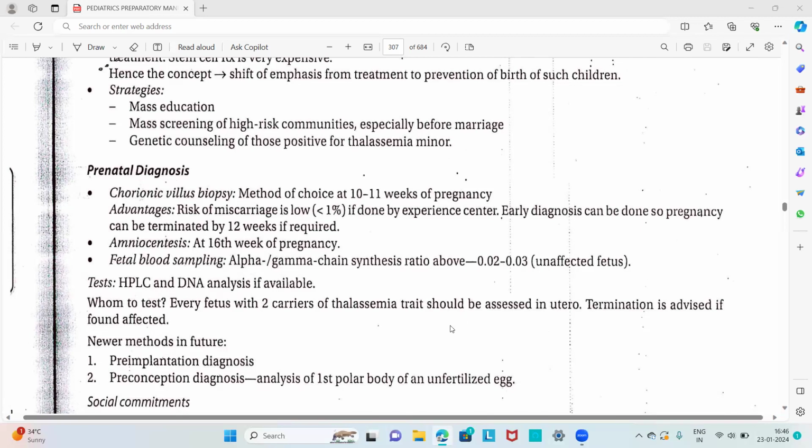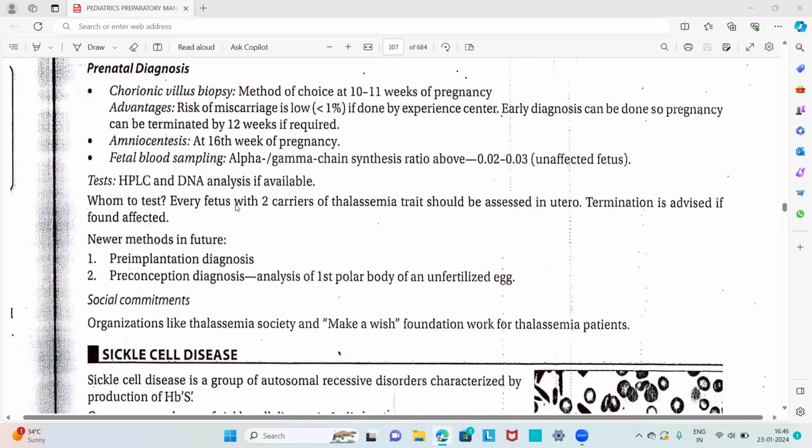in the unaffected fetus. Every fetus with two carriers of thalassemia trait should be assessed in utero. Termination is advised if the fetus is found affected. Newer methods in the future are pre-implantation diagnosis and pre-conception diagnosis. That is analysis of the first polar body of an unfertilized egg.